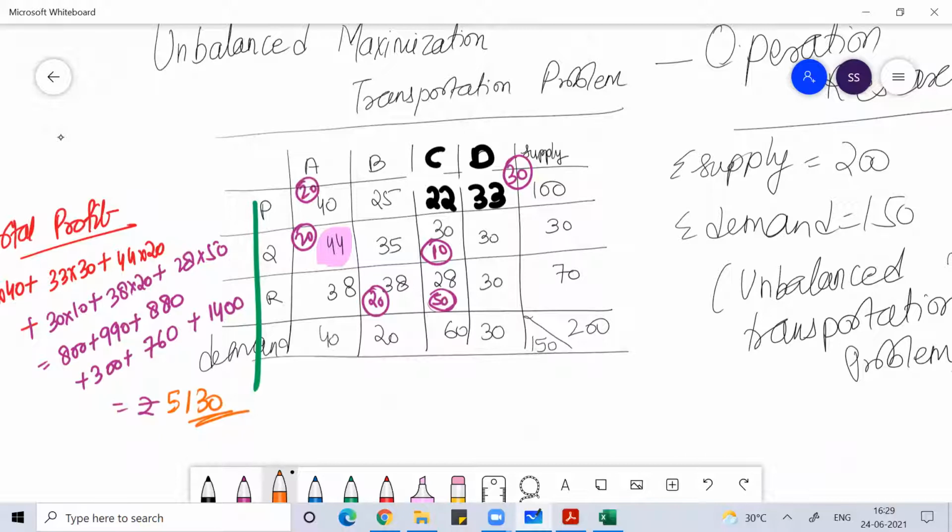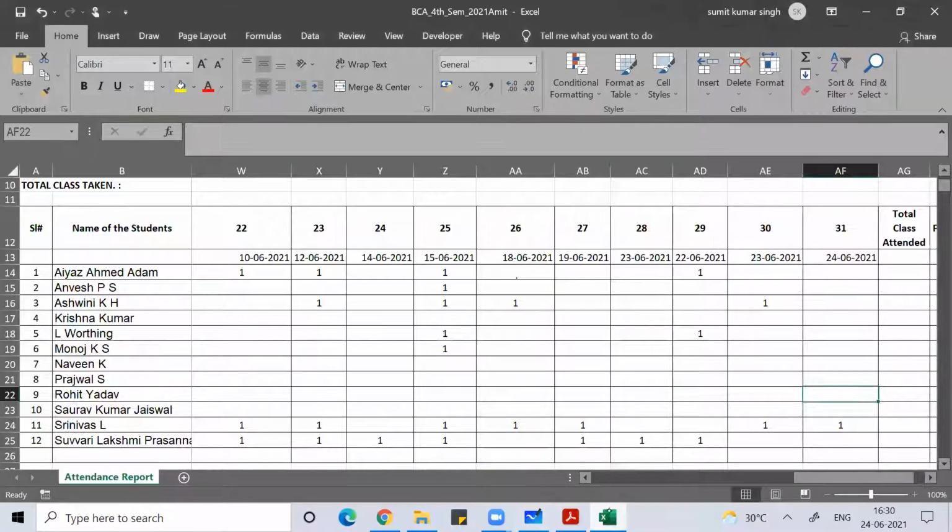The dummy column what I created had values 0, 0, 0. I have not included it because 0 multiplied with any number is 0. Nothing can be more difficult than this from this chapter called transportation problem, where we did the unbalanced maximization case. So this much from today's class. Okay, I'll end the class.